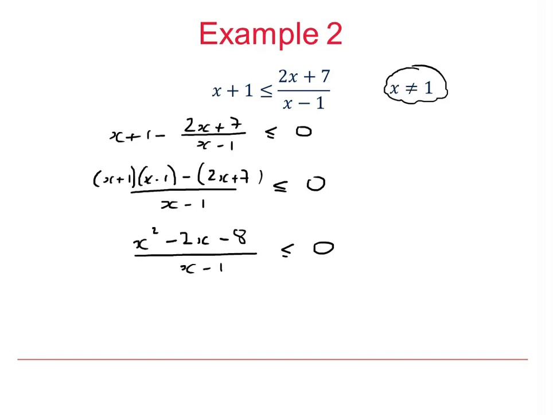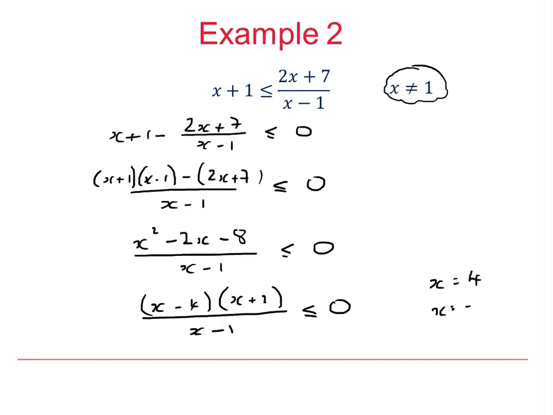And finally, the top line, the quadratic there, will factorize, and it will be equal to x minus 4, x plus 2, divided by x minus 1, and that will be less than or equal to 0. To solve this, we look at the critical values, which are x equal to 4, x equal to negative 2, and x equal to 1. Put those in a table to show the regions where the graph is going to be positive or negative.